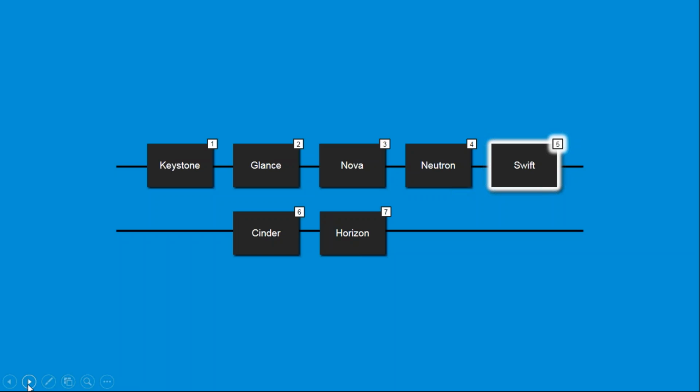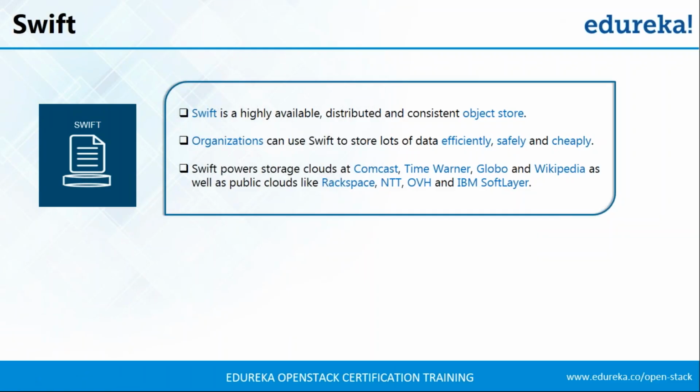Okay, so next up we have Swift. Now Swift is the object storage system or object storage service in OpenStack. You can store all kinds of files, any kind of images or anything in Swift. So this is completely meant for storage. And in Swift, everything that you store is converted into an object, and then it is stored inside the database or inside the storage file system.